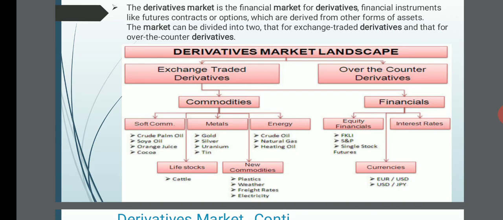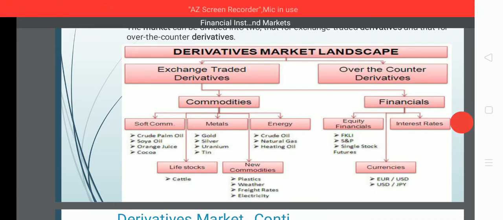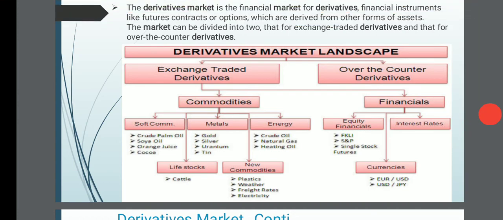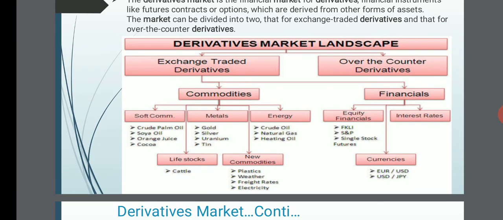When we talk about soft commodities, they consist of crude palm oil, soya oil, orange juice, cocoa. Similarly, in metals: gold, silver, uranium, and tin. Energy: crude oil, natural gas, and heating oil. Livestock: cattle. And new commodities consist of plastics, weather, freight rates, and electricity.